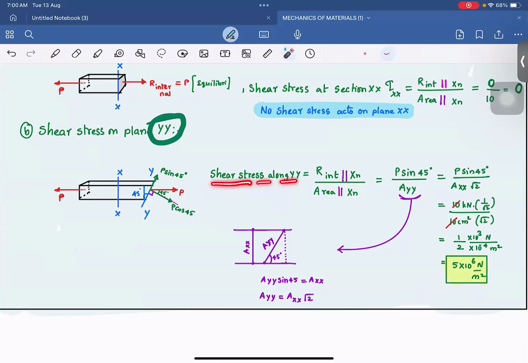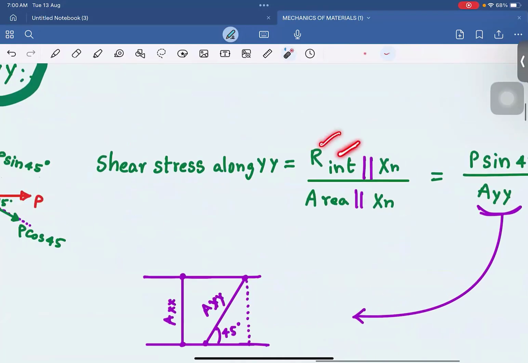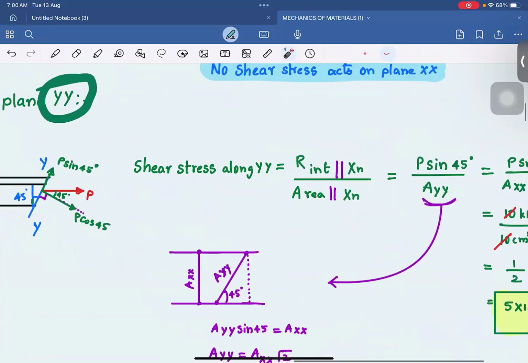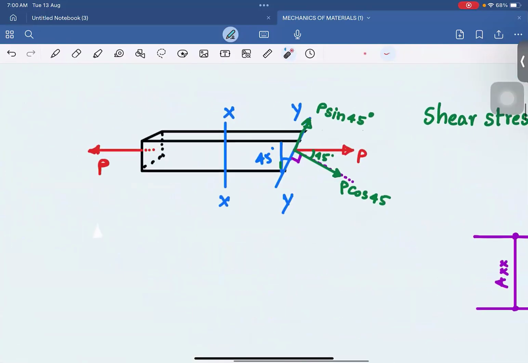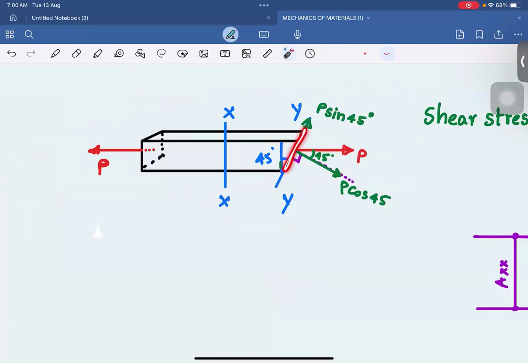So shear stress acting along YY. This is the section here, and again I apply the formula: internal resisting force parallel to the cross section by area parallel to the cross section. If the external load is P, to resist this load, internally P has to act, equilibrium maintained, end of the story. But for this plane, this P gets components. Here it is P cos 45, P sin 45. You understood that? To maintain equilibrium, for this plane, this P splits into two components here.